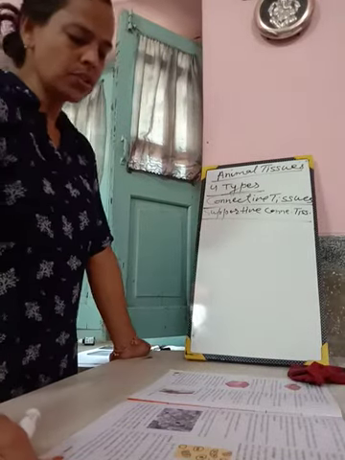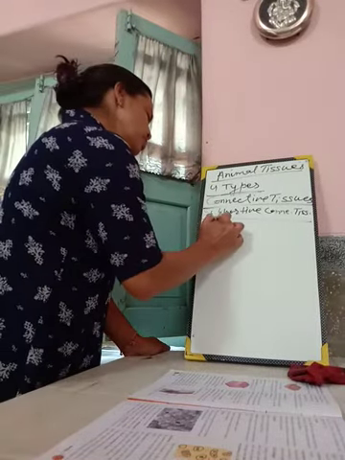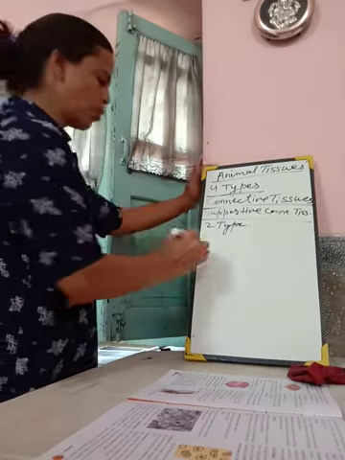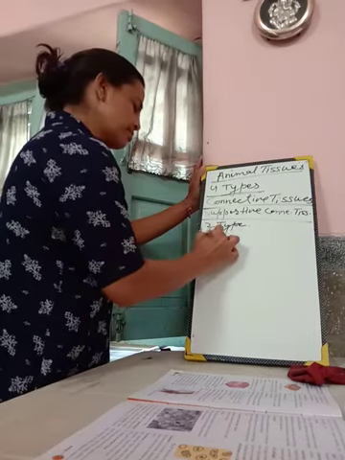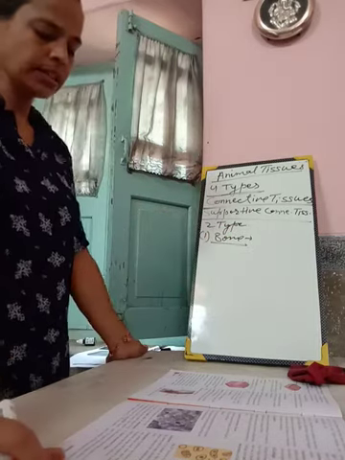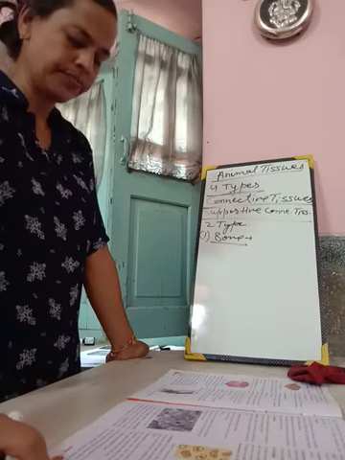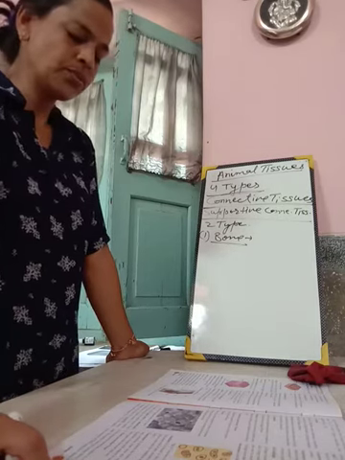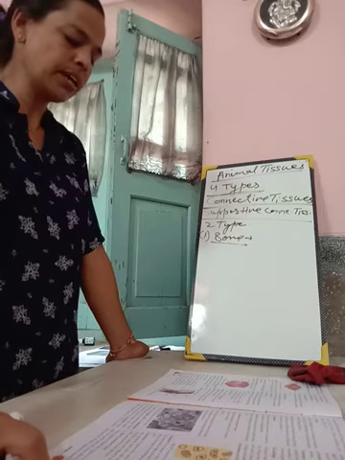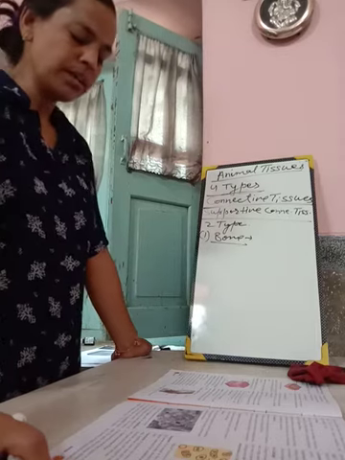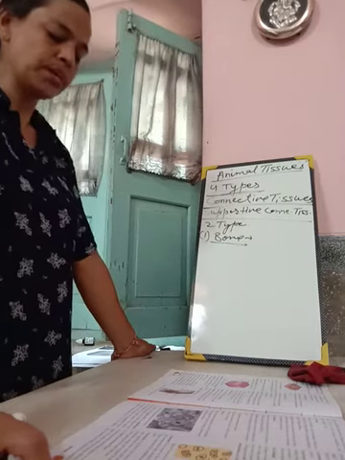Supportive connective tissue is of two types. First is bone and the other is cartilage. Bone is the main supportive tissue in animals with a backbone. We have a backbone at our back. The main supportive tissue is the backbone.